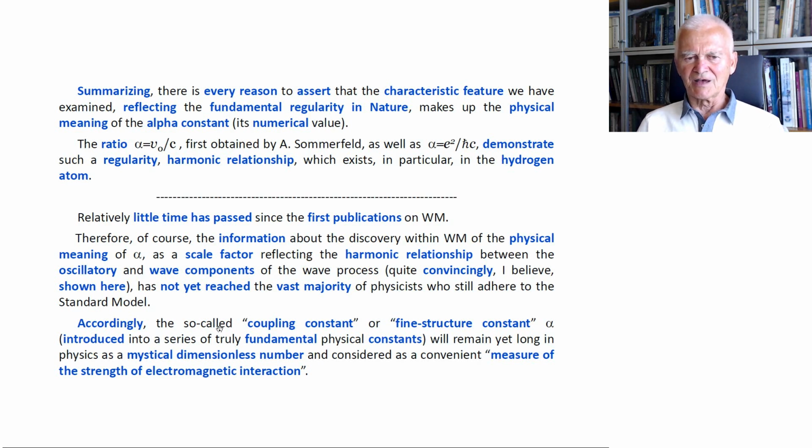quite convincingly, I believe, shown here, has not yet reached the vast majority of physicists who still adhere to the standard model. Accordingly, the so-called coupling constant or fine structure constant alpha, introduced into a series of truly fundamental physical constants, will remain yet long in physics a mystical, dimensionless number, and considered a convenient measure of the strength of electromagnetic interactions.